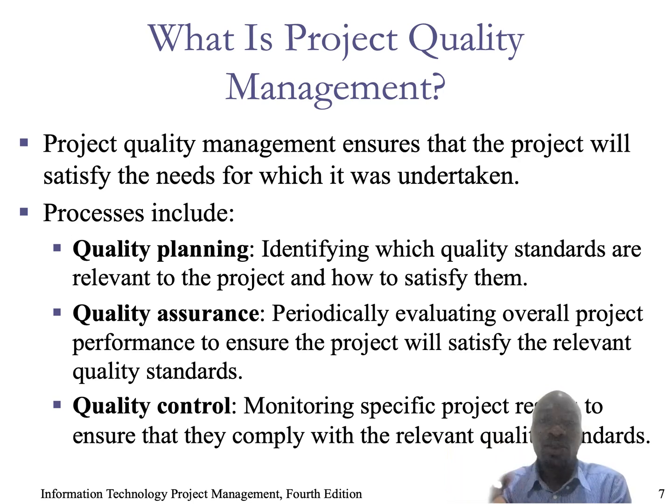The process of project quality management includes, first, quality planning, quality assurance, and then quality control. Now, in quality planning, this is when we identify which quality standards are relevant to the project and how to satisfy them. There has to be a basis. Any system without this cannot reach our target. Let all our systems have something of this standard. Identify which quality standards are relevant to the project and how to satisfy them. Then that is planning.